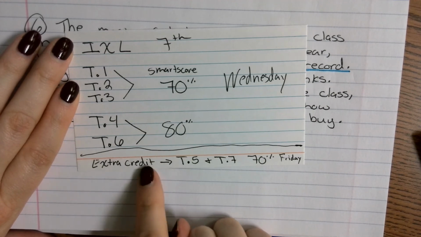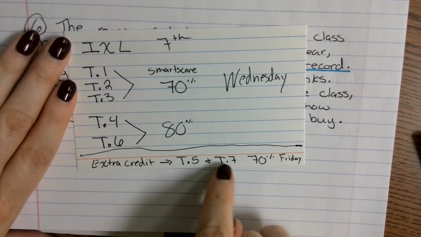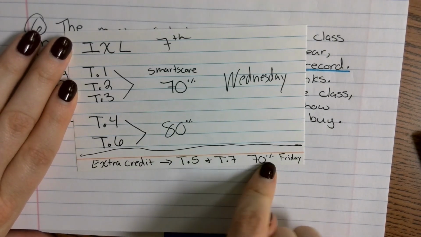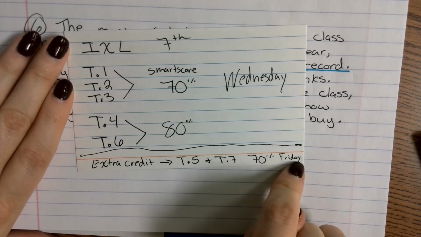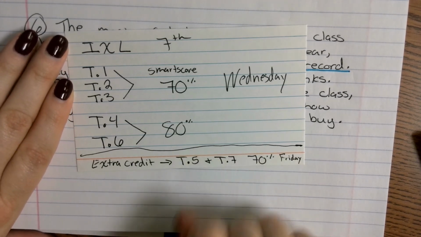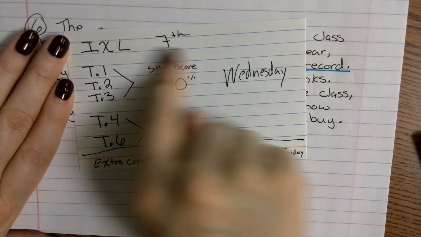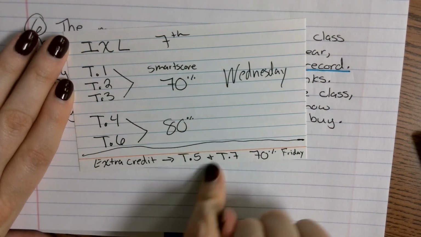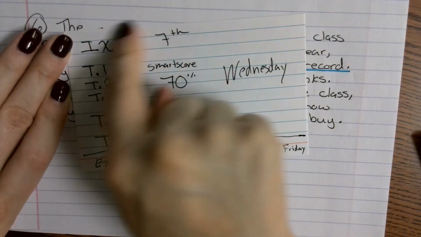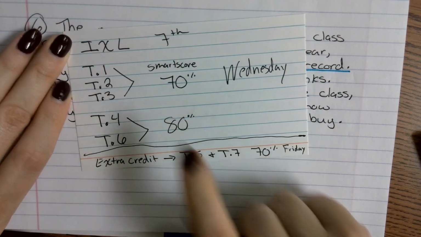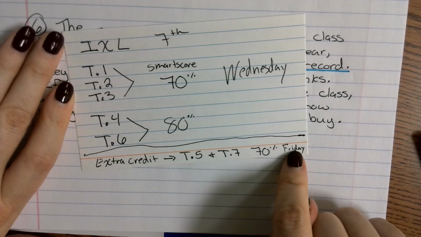If you plan to do the extra credit, which is T5 and T7, those were also a 70%. They don't need to be done until Friday. And I'm going to tell you one thing. If you do T5 and T7, but you don't do these, I'm not giving you the extra credit. You have to complete this first before I'll accept these as extra credit.